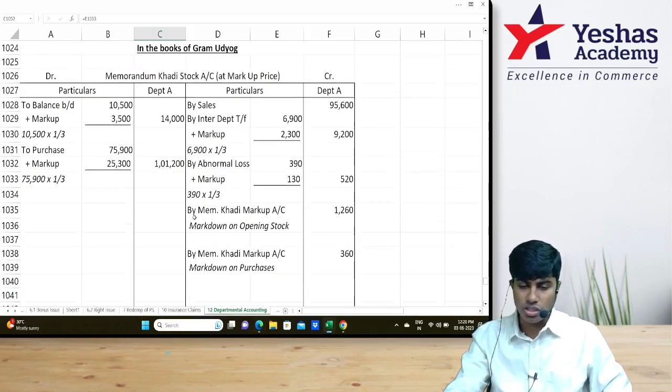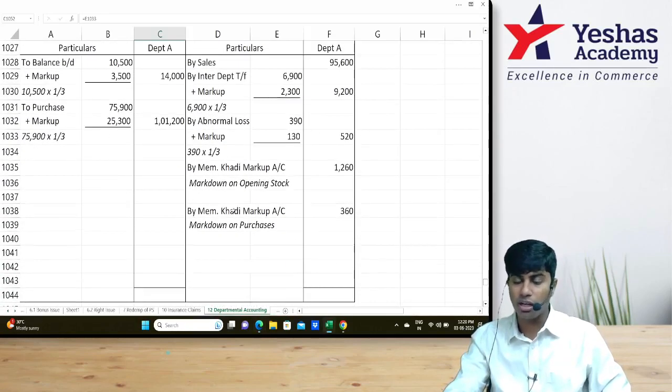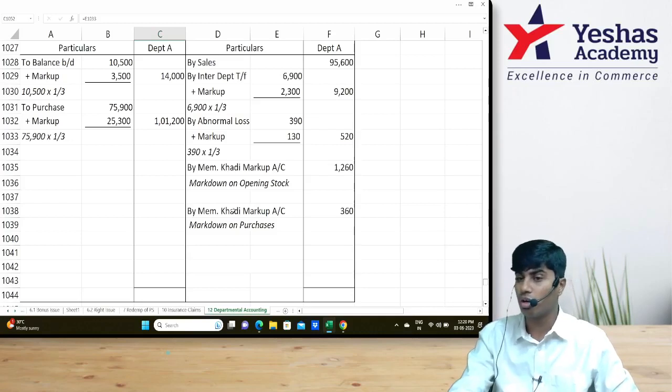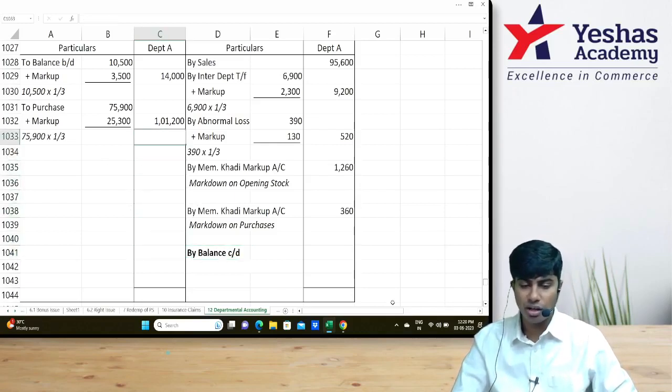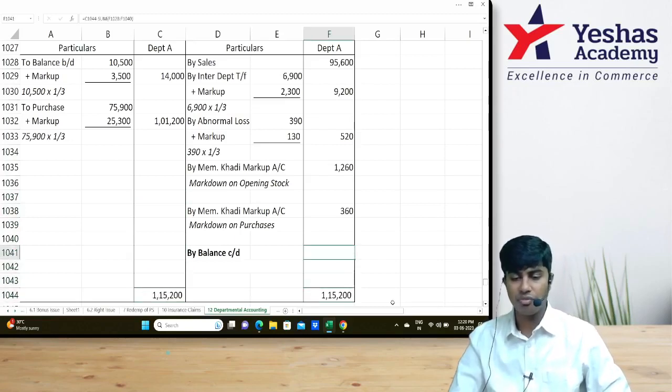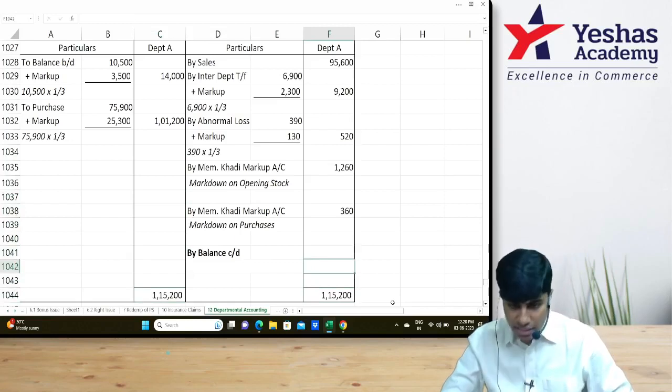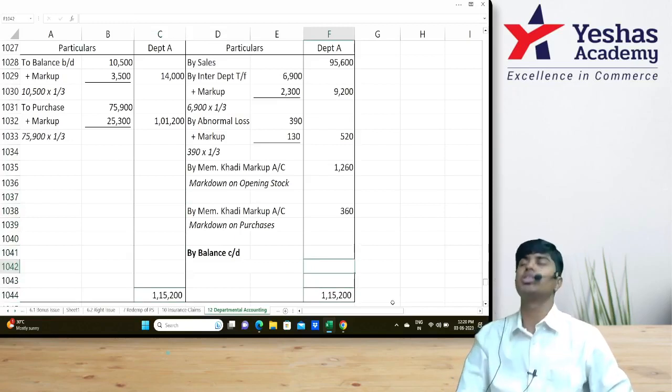So now we'll close our memorandum stock account, but there is one thing missing in it. What is it? Closing stock. Rest everything is there. Shall we write that? Yes or no? That will be found as the balancing figure. 14 plus 1 lakh 1,200, 1 lakh 15,200. Identify the balancing figure: 95 plus 9 plus 520 plus 1,250 plus 360.